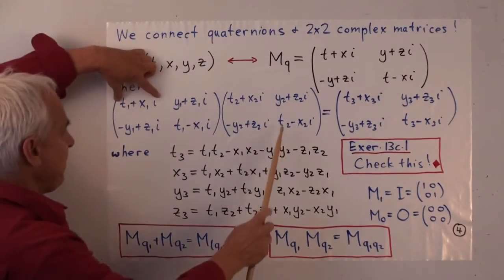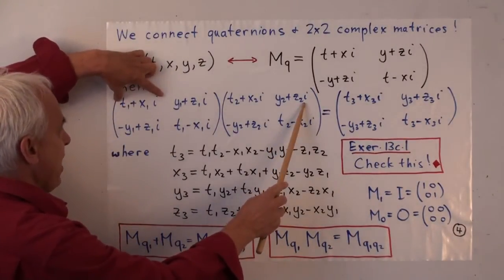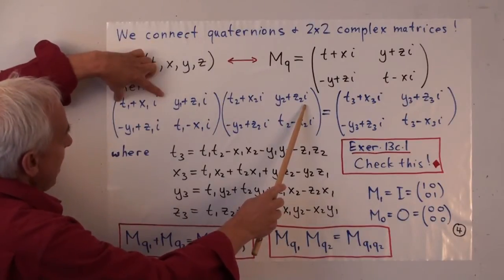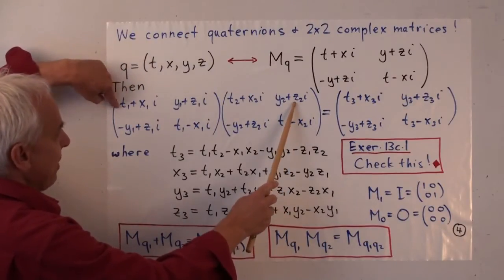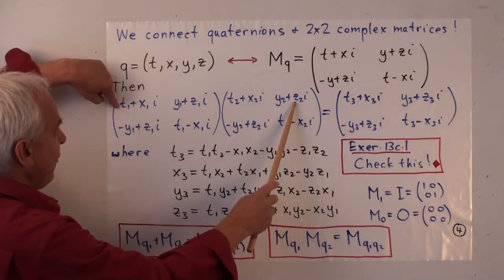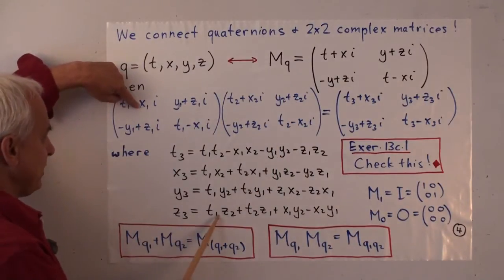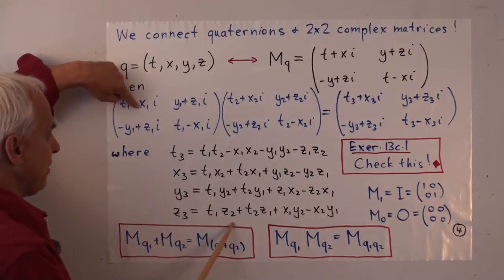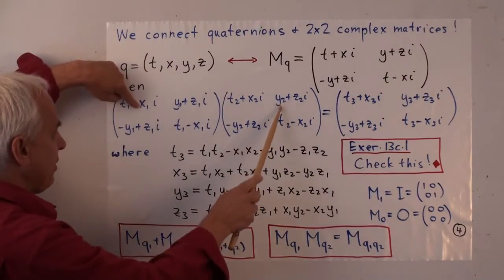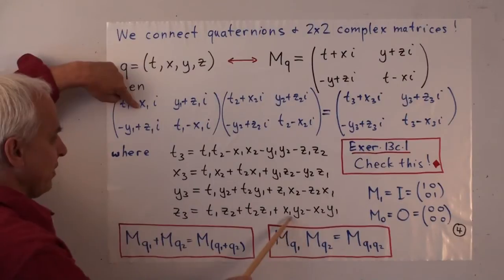When I multiply this times this, where am I going to get an i? I'm going to get an i by t1 times z2, and also x1 times y2. So I said t1 times z2. You can see that down here. And I also said y2 times x1. You can see that right there.